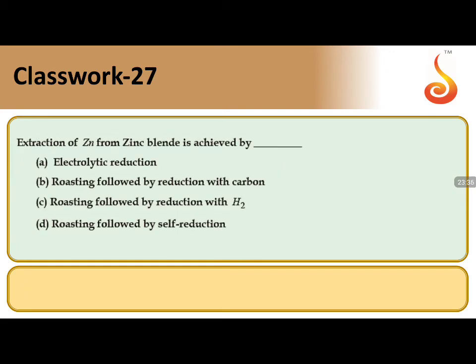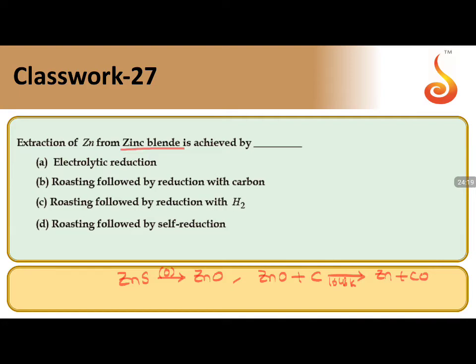Coming to the 27th question: extraction of zinc from zinc blende is achieved by. Let us see. First, zinc sulfide will be converted into ZnO on the roasting process. Further, this ZnO will be reacted with carbon at nearly 1643 Kelvin temperature, which gives you zinc plus carbon monoxide. This is going to happen.